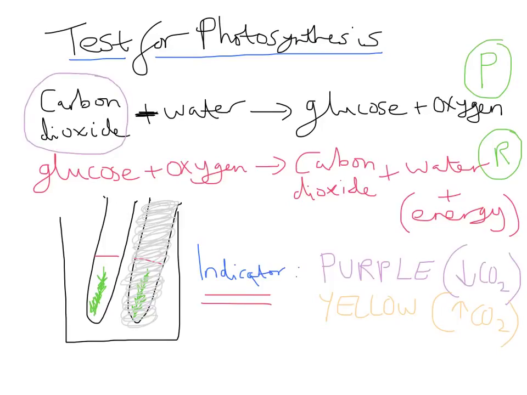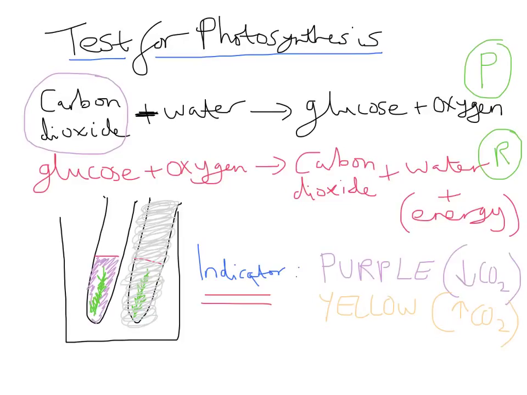So if the plant is doing photosynthesis more than respiration, because respiration actually produces CO2, carbon dioxide, then in the light we will photosynthesize and use up that carbon dioxide, so the carbon dioxide level should fall. So the indicator in this tube exposed to light should turn purple. The plant will still be respiring, but not as much.